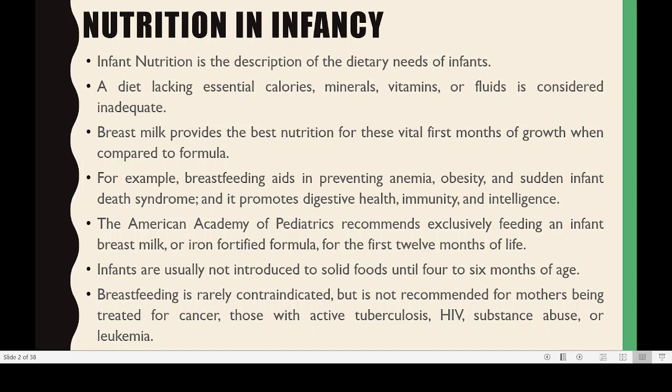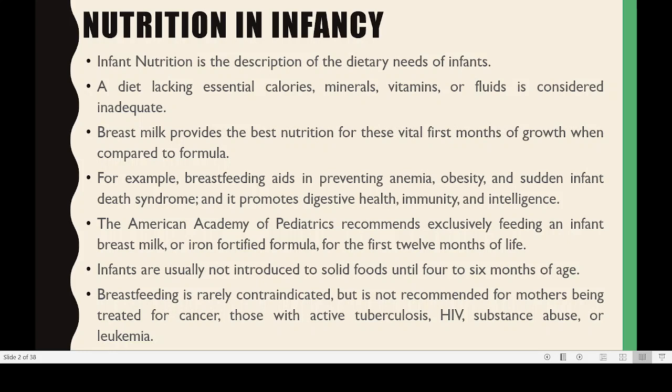If you go to European countries, there the maternity leave is for 1 year or 2 years. Here it is only 6 months. So after 6 months, if we are not introducing semi-solid food, practically it will create a lot of problems. But even for the first 12 months, the child can survive without any other kind of food. So if that is possible, that is the best method.